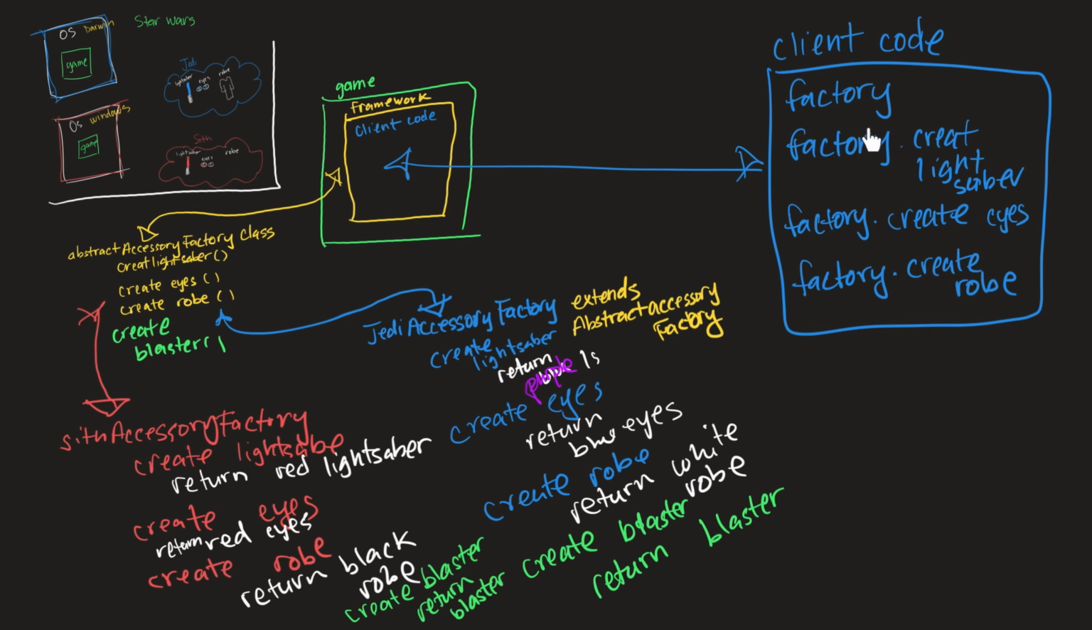The client code just gets a factory. It doesn't know what the concrete class is. It only understands the interface provided by the abstract accessory class. So the client code is completely decoupled from our framework. But anyways, now that we have a general understanding of what the abstract factory class is, let's go over a code example.